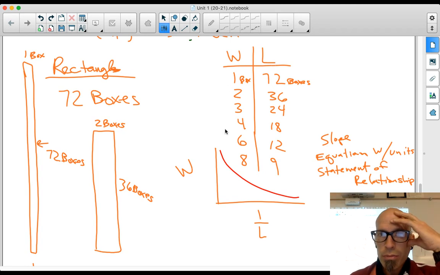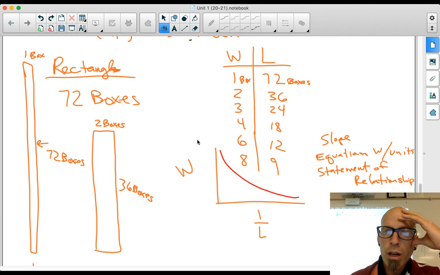But this is what your data should look like. There's a 1 by 72, a 2 by 36, a 3 by 24, a 4 by 18, a 6 by 12, and an 8 by 9. All of those consist of 72 boxes, and those are the different dimensions. Then you were supposed to make a graph of width on the vertical and length on the horizontal, and that gave you this curve right here.